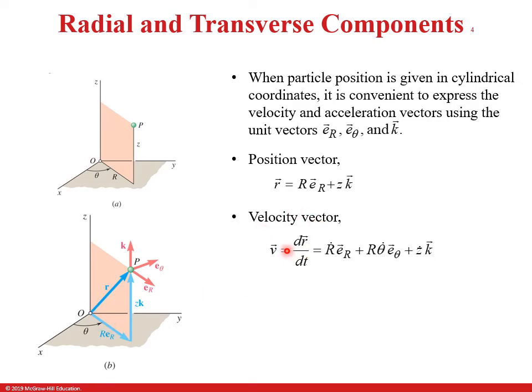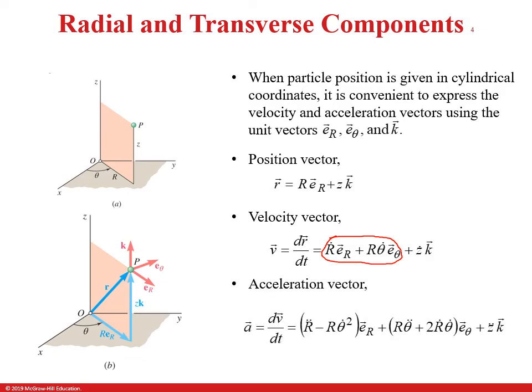Velocity vector, v equals dr/dt, and that's just going to be r dot e_r plus r theta dot e_theta plus z dot k. So if you see, this was the same as the previous radial and transverse components that we saw on the previous slide. We're just adding in this z dot k term to make it three-dimensional.